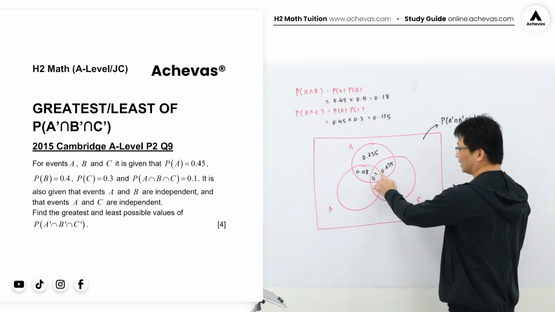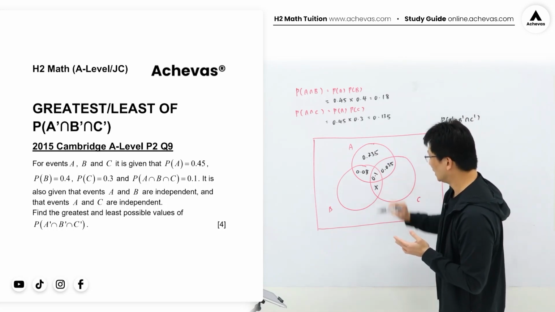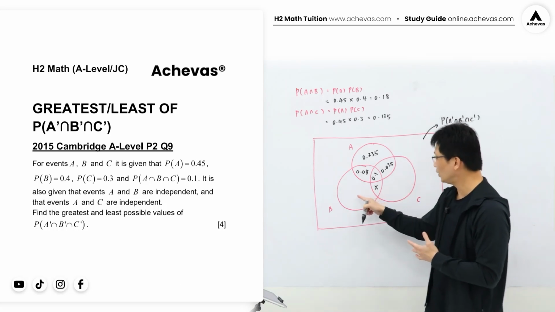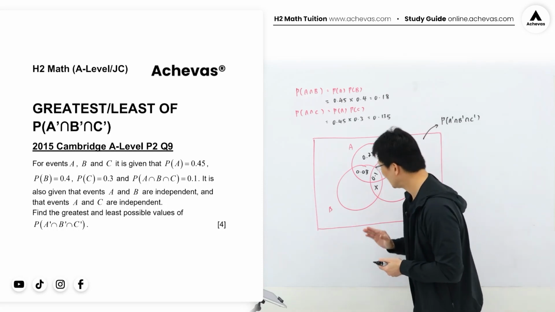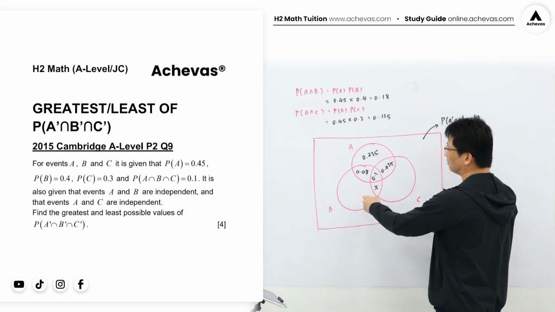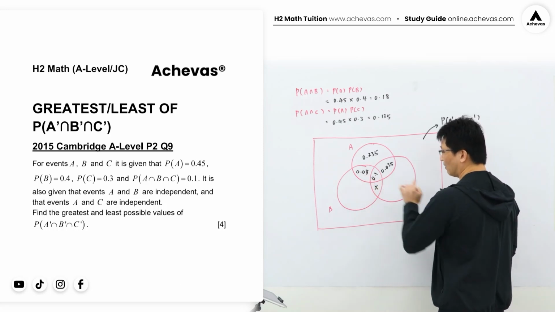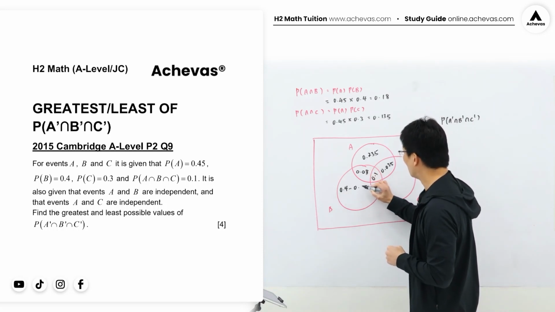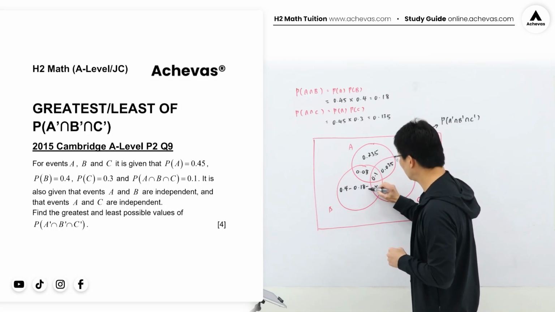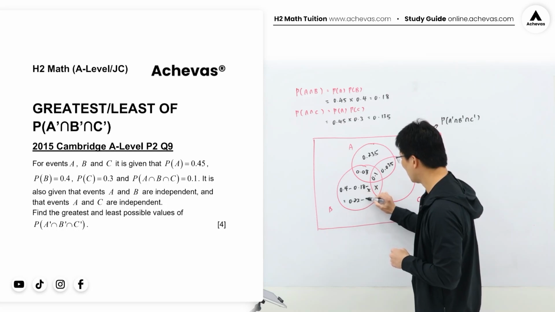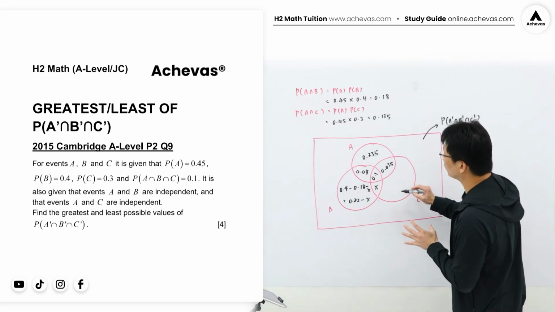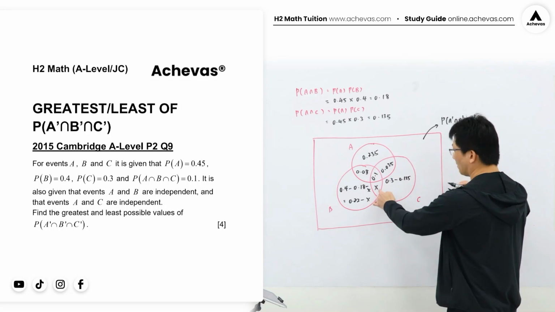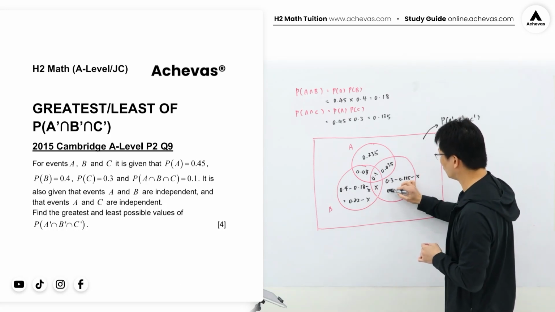Next, this is a changing value, so I'll assign it to be X. From here, we can compute the other two regions, and these will also be changing because of the varying region, so they will be in terms of X. Using the probability of B, 0.4, minus this whole region of 0.18 and minus X, this gives me 0.22 minus X. Similarly, for this region, I use the probability of C, 0.3, minus 0.135 and minus X, which gives 0.165 minus X.